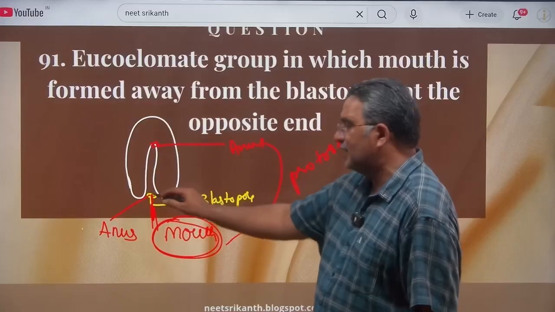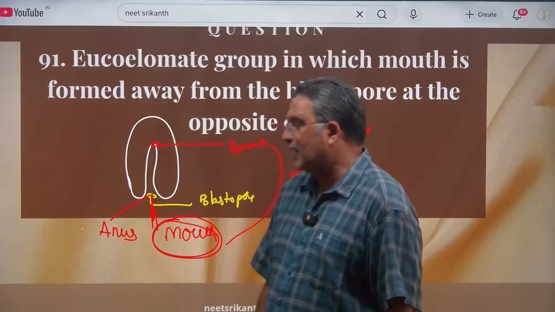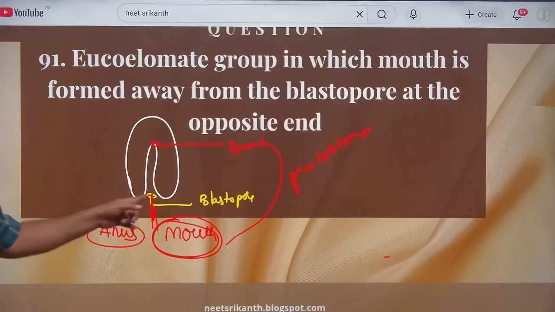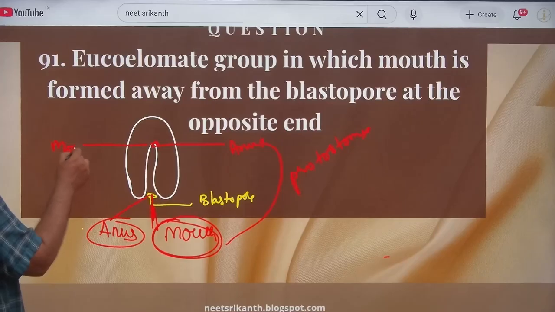For protostomia, we can frame the statement like this. Mouth is formed near the blastopore. Anus is formed away from the blastopore. See, in deuterostomia, anus is formed from the blastopore. Mouth is formed away from the blastopore.